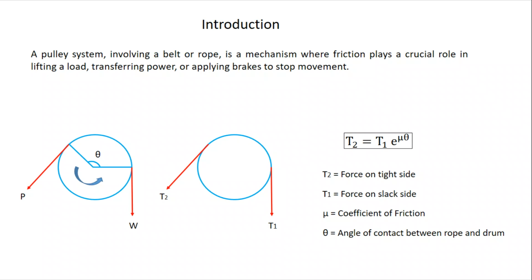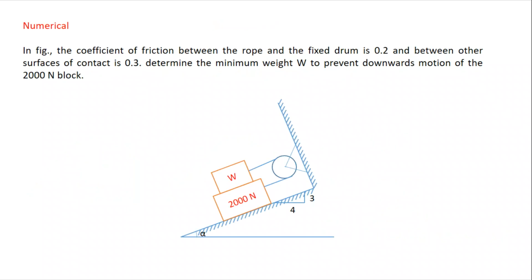So this is the introduction about rope friction. The important thing here is the relation between the tension in the tight side and the tension in the slack side. So directly we will see the numerical. So what is the numerical?